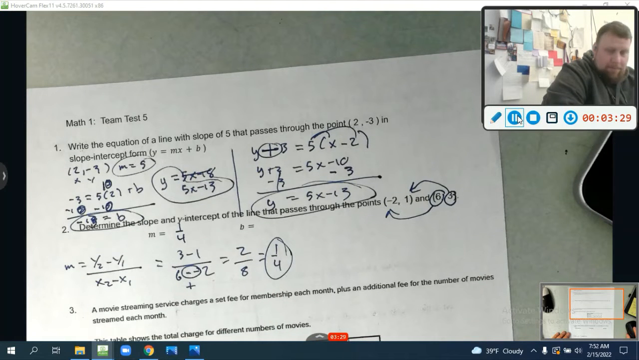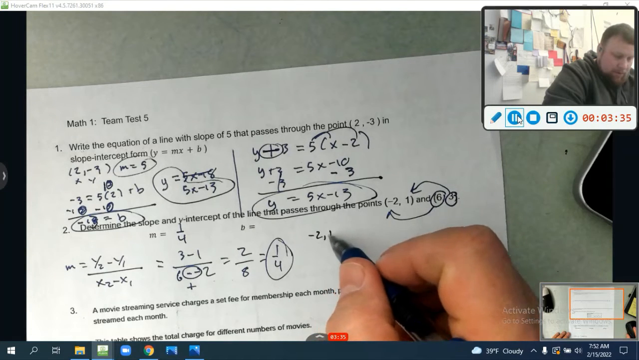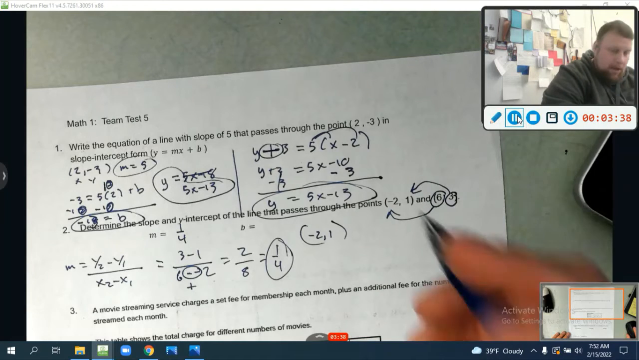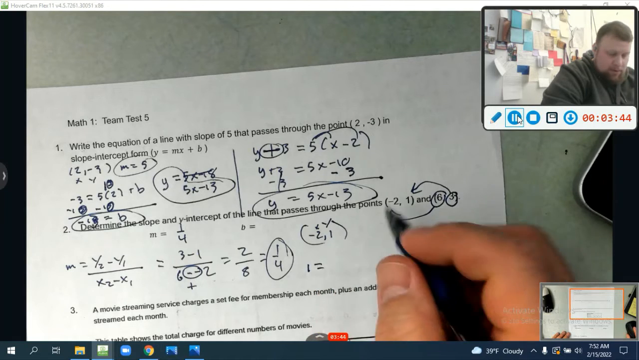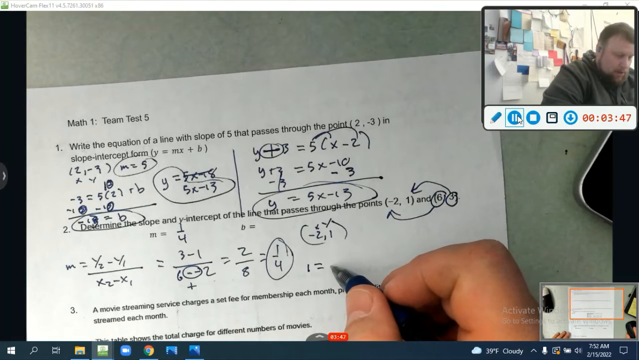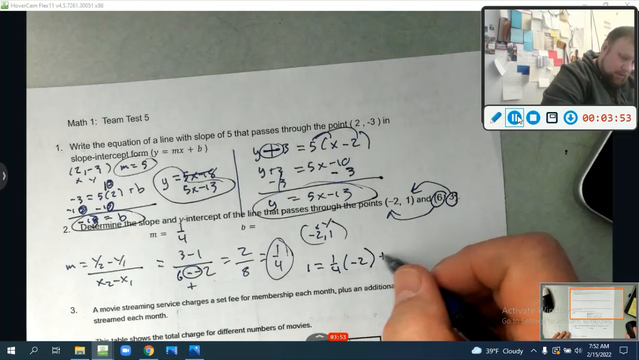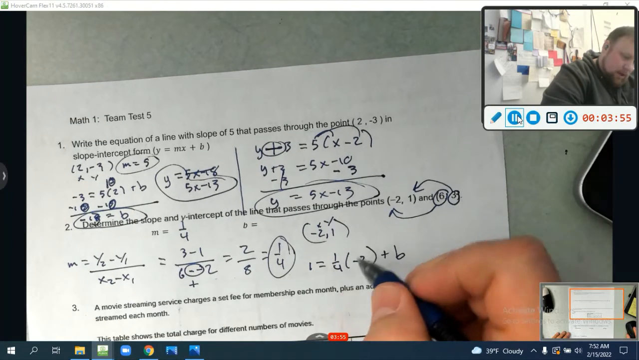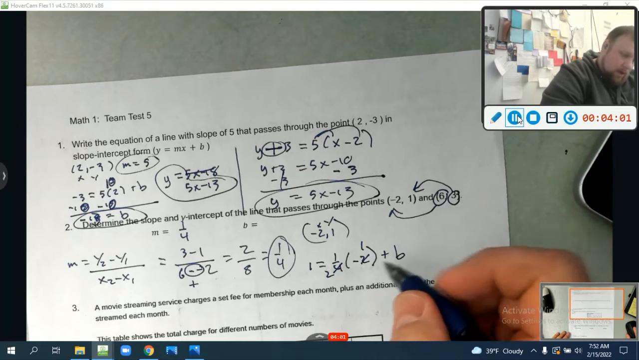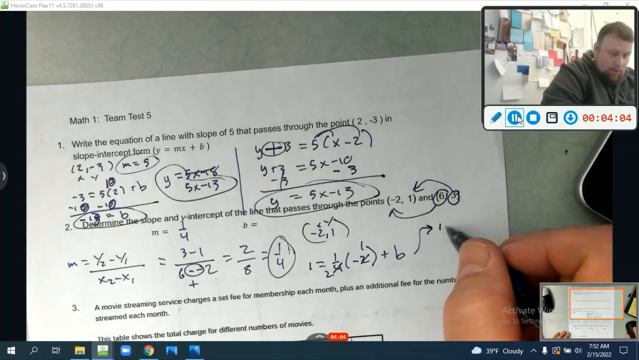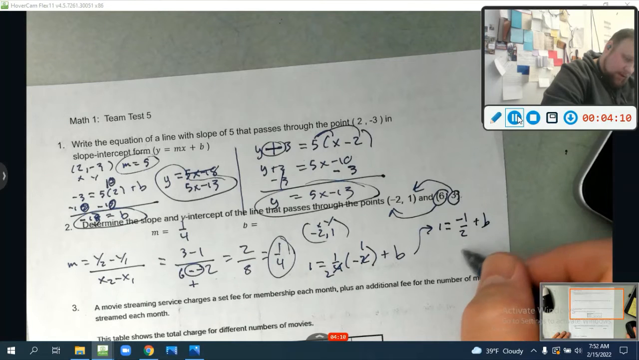And if I want to find my b value, I can just plug in, right? Pick a point. I'm going to pick the point -2, 1. You can try the other point. It really doesn't matter which you pick. This is my x, this is my y. I'm going to do triple sub. So I'm going to end up with 1 equals my slope of 1/4 times my x of -2 plus b. Let's see, 2 goes into 4 twice, goes into -2 once. And I end up with 1 equals -1/2 plus b. So I'm going to add a half.